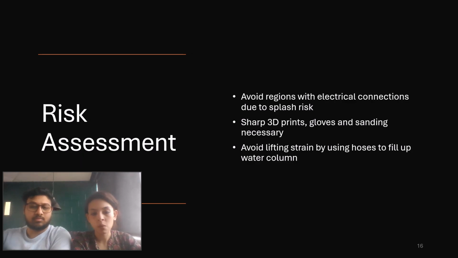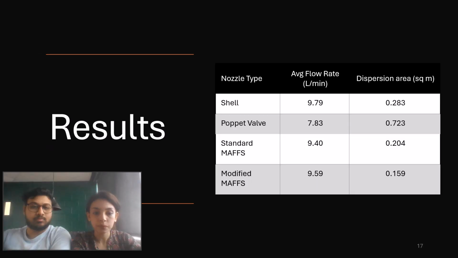Risk assessment. So there are always risks with every experiment. For this, avoid regions with electrical connections due to splash risk. For sharp 3D printed objects, use gloves and sanding if necessary because they can pierce through your skin. Avoid lifting strain by using hoses to fill up the water column.